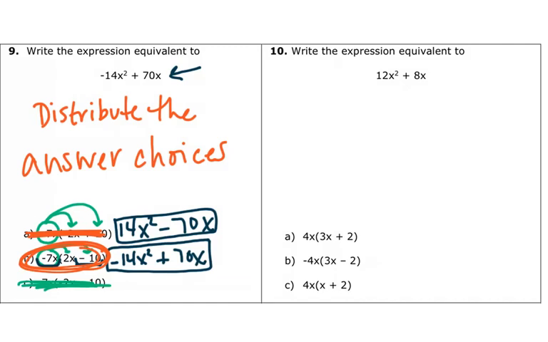Okay, so try the same thing with number 10. Take your answer choices and distribute. Only one of those will make this original question. So whenever we have two pieces, we can just distribute our answer choices and figure out which one matches to make this thing up here. B matched my original question.